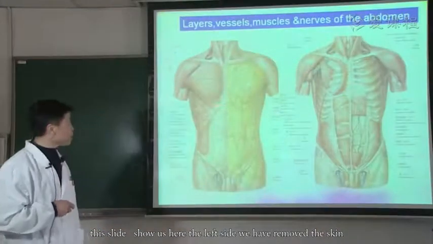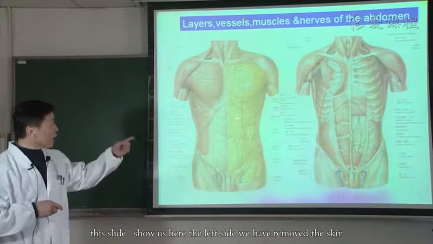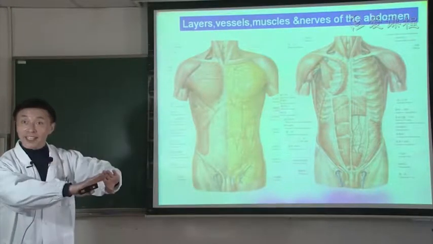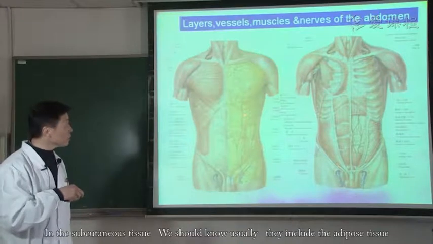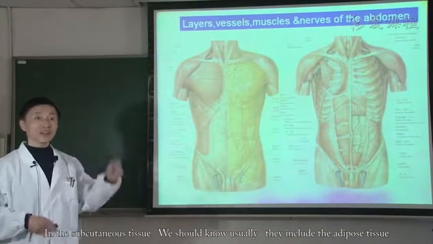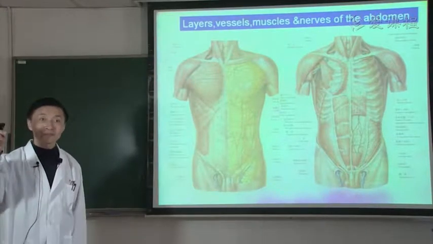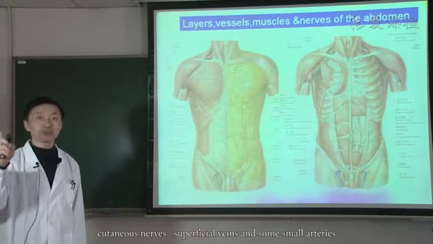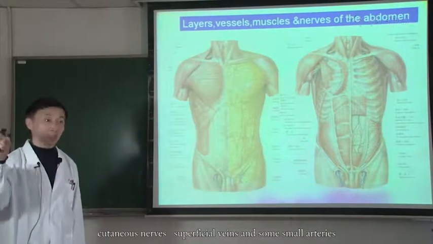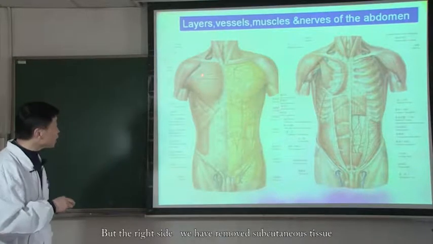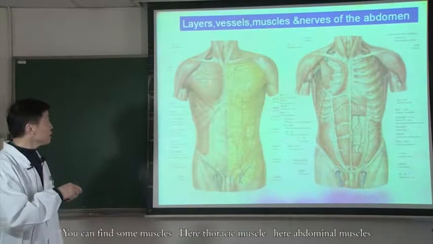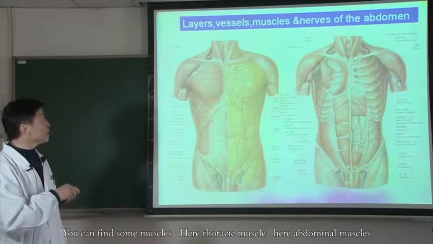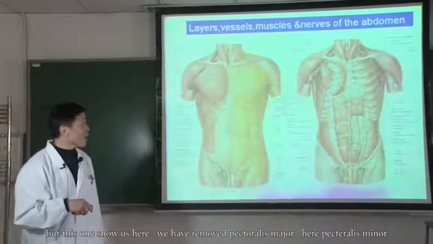This picture shows us, on the left side, we have removed the skin. Here should be subcutaneous tissue. In the subcutaneous tissue, we should know, usually they include adipose tissue, cutaneous nerve, superficial vein, and some small arteries. But on the right side, we have removed the subcutaneous tissue. You can find some muscle here, thoracic muscle. Here, abdominal muscle.